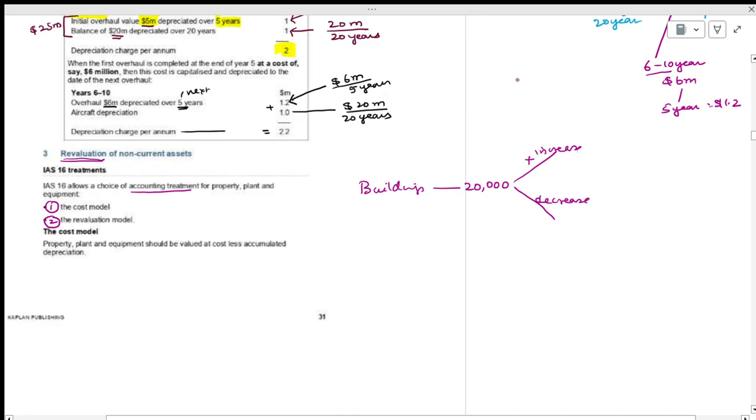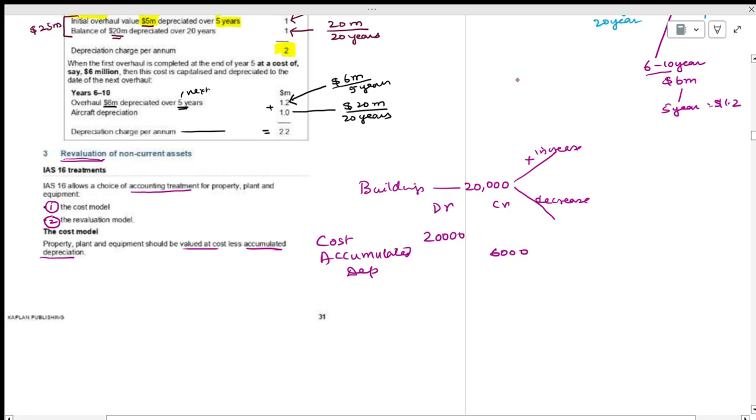The first method is the cost model. What is the cost model? The cost model is simple: the asset is valued at cost less accumulated depreciation. Cost we have done in the previous chapter. They will give you a cost, and they will also give us accumulated depreciation. This they will give in the debit column, this in the credit column.